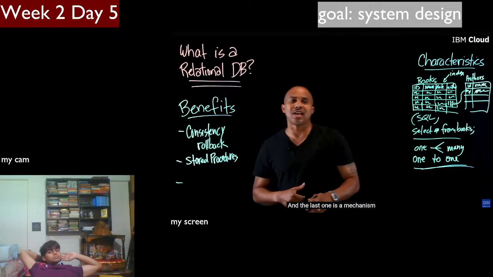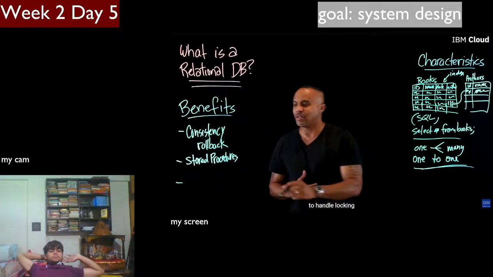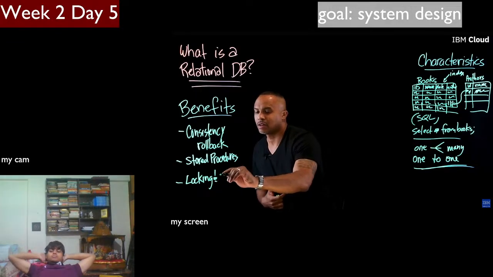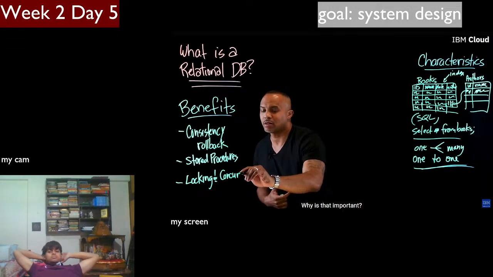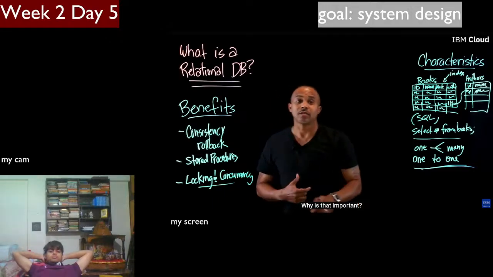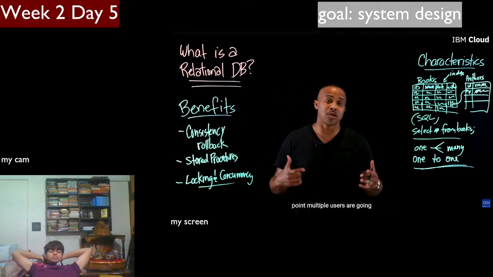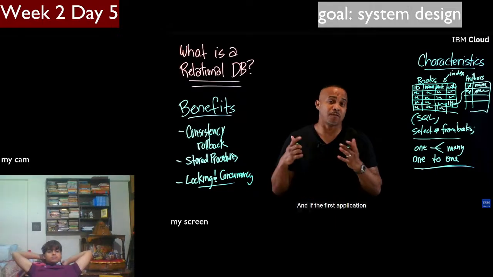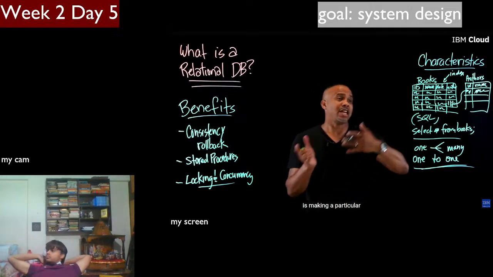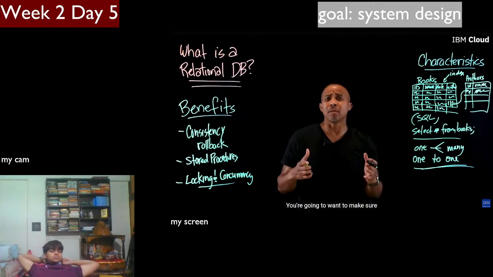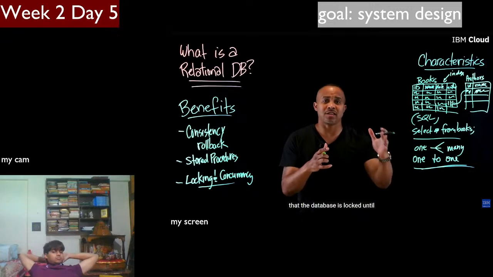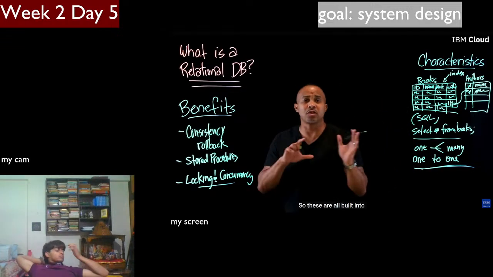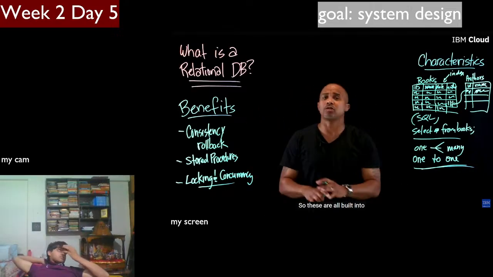And the last one is a mechanism to handle locking in the database and concurrency. Why is that important? Well, at some point, multiple users are going to want to use the database, maybe at the same time. Maybe two applications are going to be adding in books. And if the first application is making a particular insert into this table, you're going to want to make sure that the database is locked until that write is done. And then the second application has its ability to go ahead and make its insert as well. So these are all built into a lot of the relational databases that you'll use.